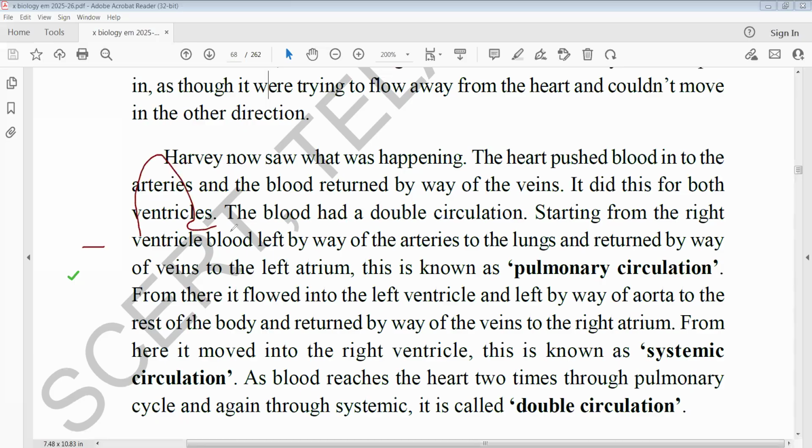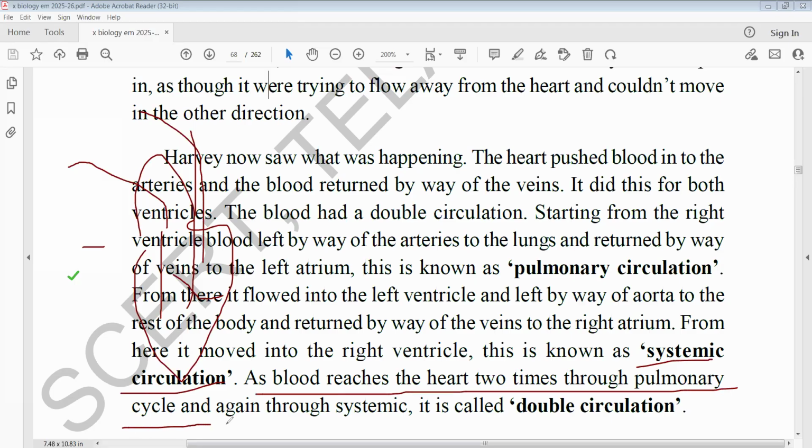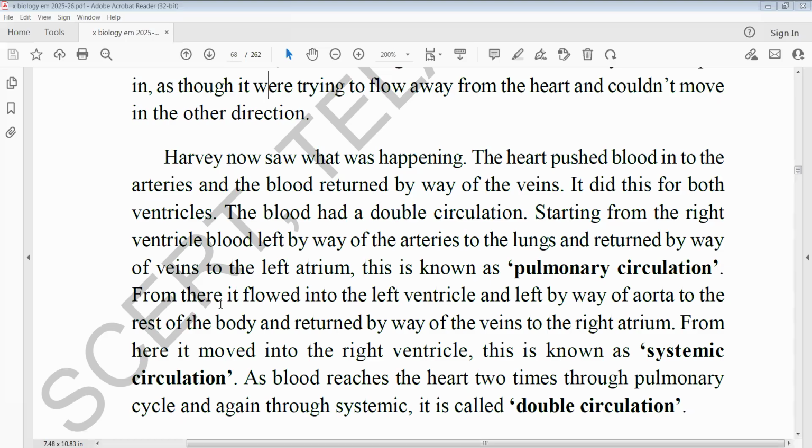So from the systemic artery it goes through the body parts. Again from the body parts it returns by the veins into the right auricle and then the right ventricle. So this is known as systemic circulation. So as blood reaches the heart two times, through the pulmonary cycle and again through the systemic cycle, it is called double circulation. This is important at the examination level.